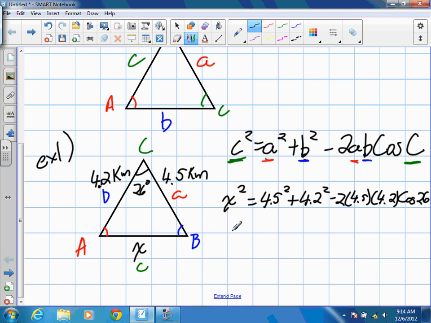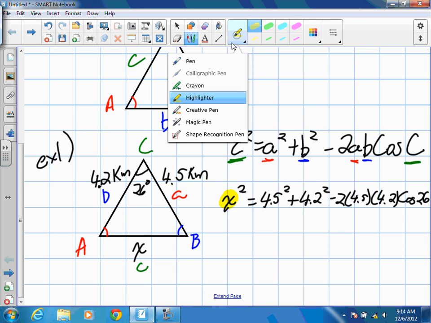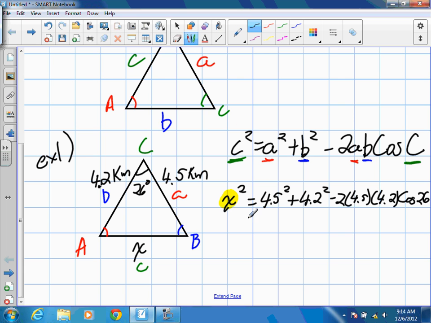Once we have all the information inputted, it's just following BEDMAS. It's actually not the hardest formula to work with. We don't really have any fractions. We just strictly go to solving for our unknown x. If this is our unknown x, we obviously want to isolate x, get it by itself. So let's work through this. 4.5 squared. Let's bring up our calculator.